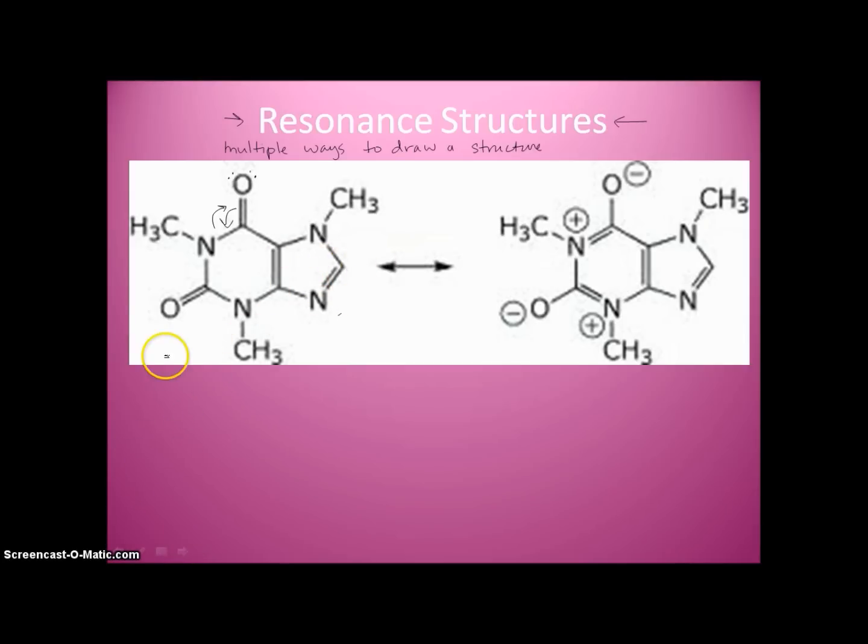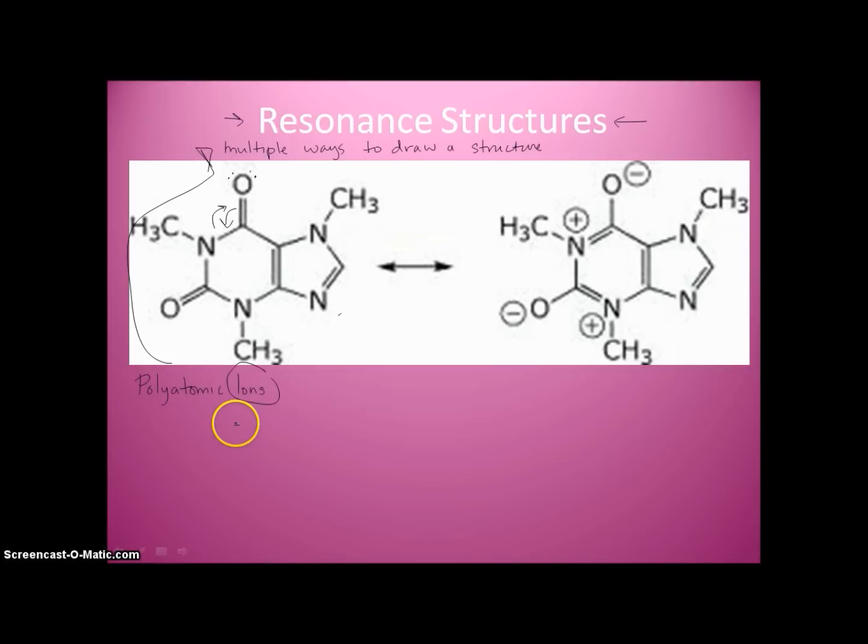But for us, the resonance structures we're looking at are really all about our polyatomic ions. We're not quite this advanced, but the caffeine molecule is a great example of resonance structures in the molecules that we've been drawing. Polyatomic ions have resonance structures, and this is why they have a charge. This is why they're called ions.